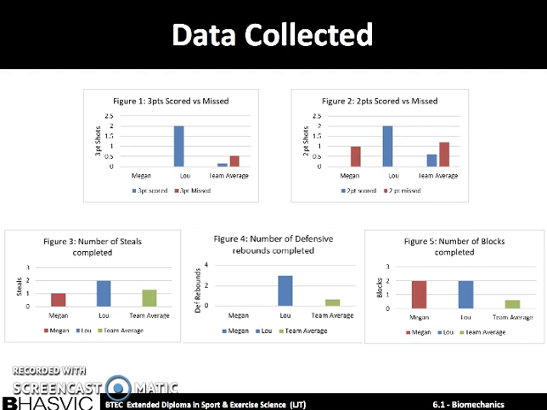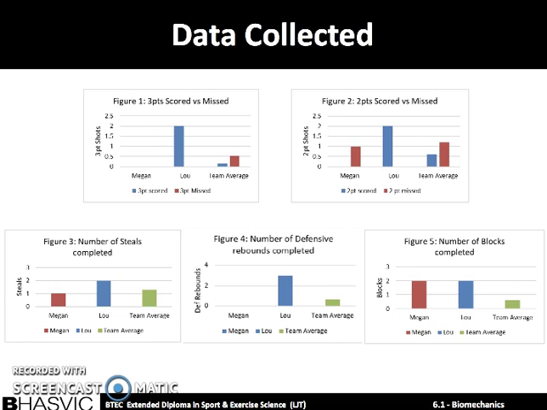Figure 1 shows the number of 3-pointers scored and missed by both performers, and compares these numbers to the team's average. Performer 1 is above average, scoring 2 and missing 0, having a 100% success rate, compared to the average of 0.153 scored and 0.538 missed.